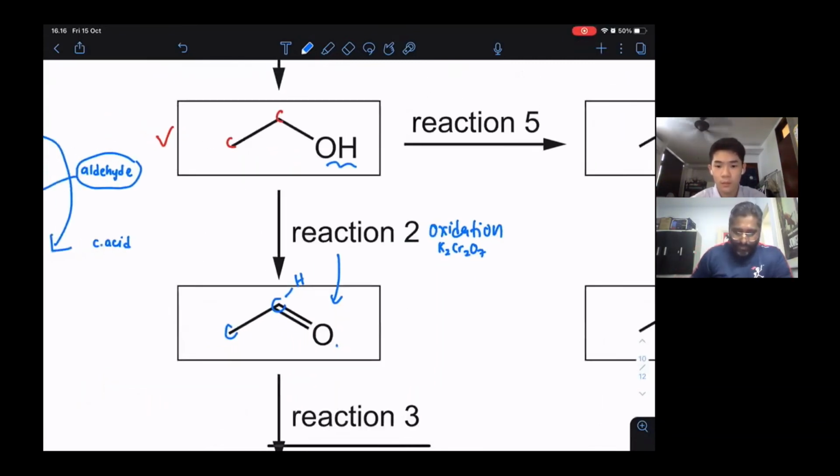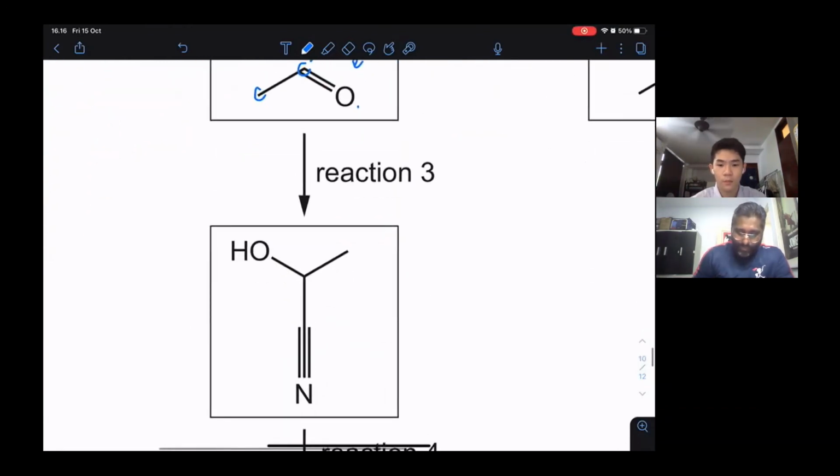Now the next part is reaction 3. Suddenly you have the carbon, and then another carbon.